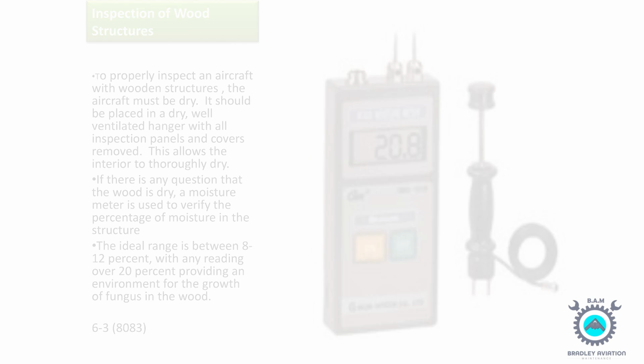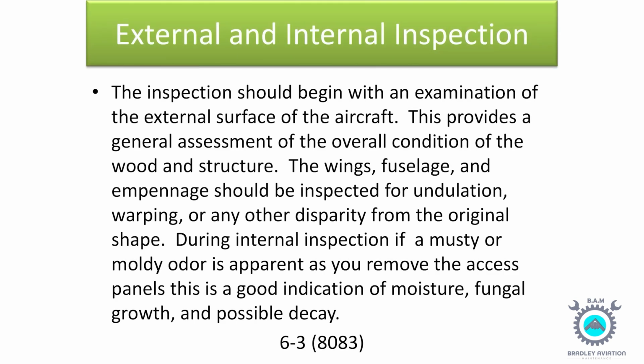External and internal inspection. The inspection should begin with an examination of the external surface of the aircraft. This provides a general assessment of the overall condition of the wood and structure. The wings, fuselage, and empennage should be inspected for undulation, warping, or any other disparity from the original shape. During internal inspection, if a musty or moldy odor is apparent as you remove the access panels, this is a good indication of moisture, fungal growth, and possible decay.